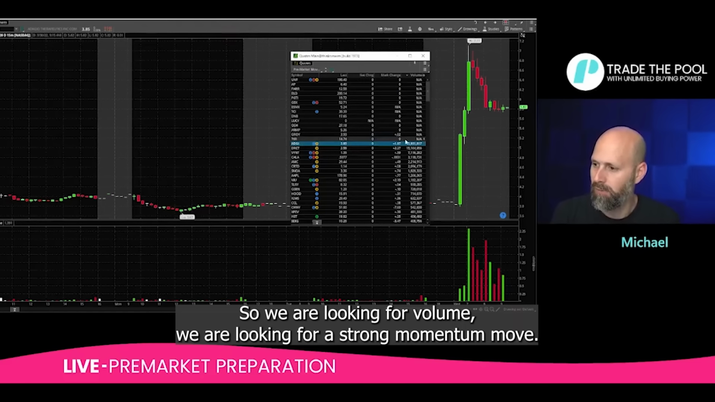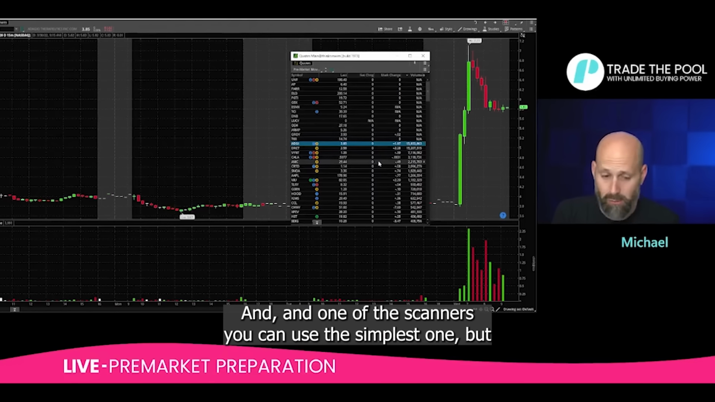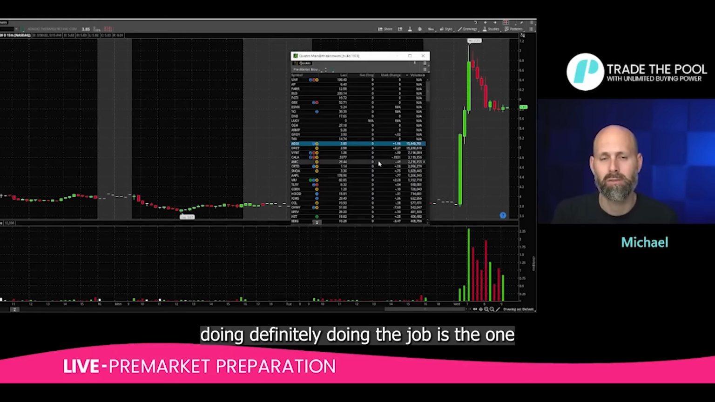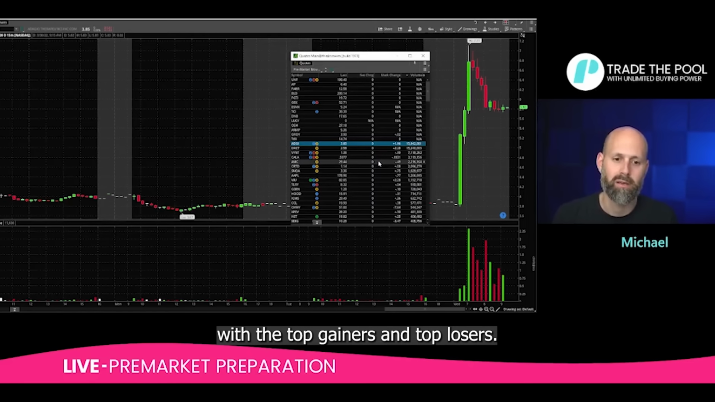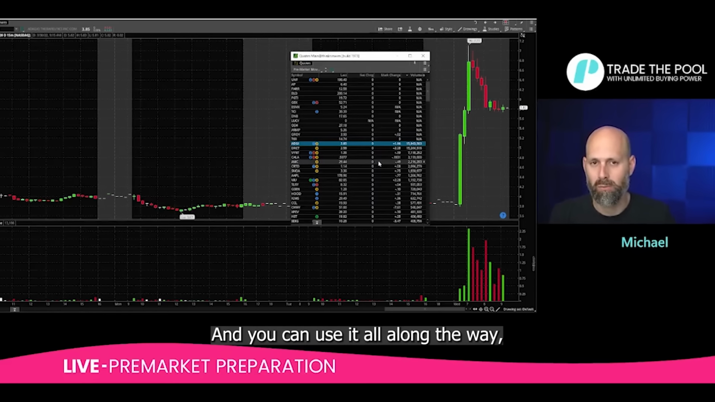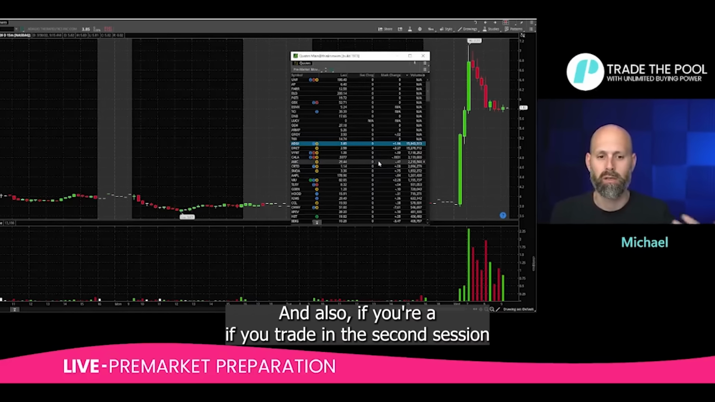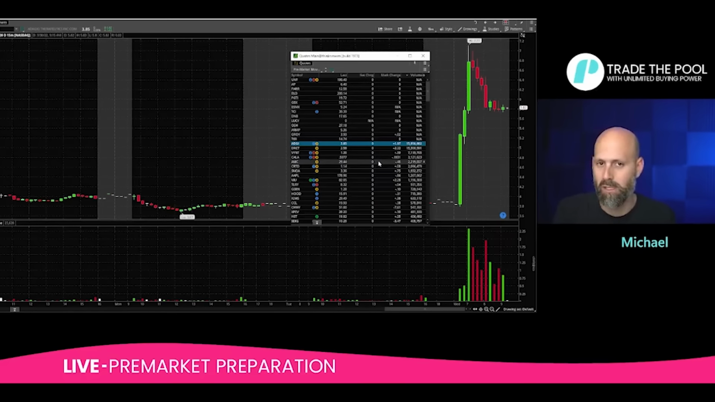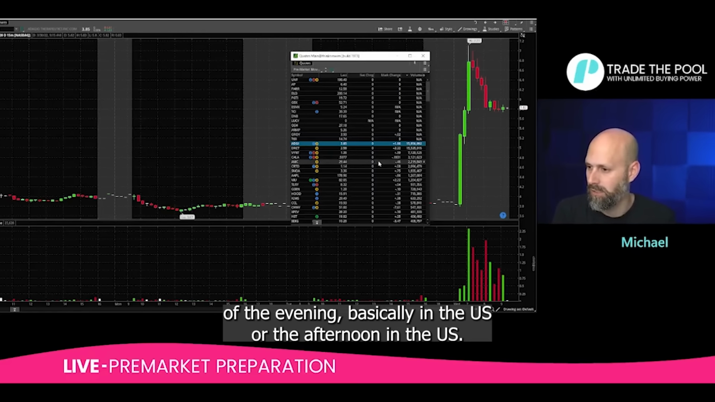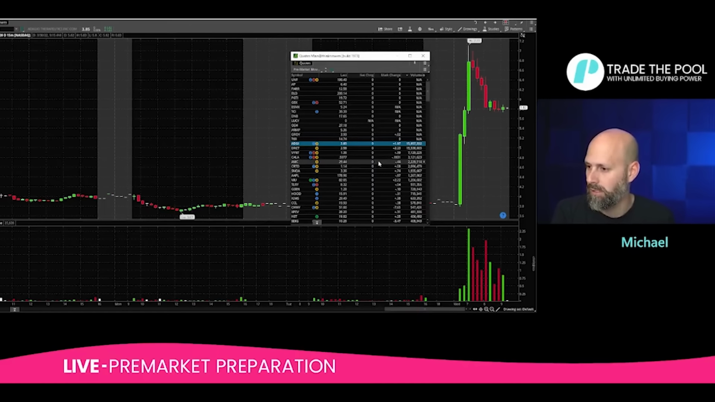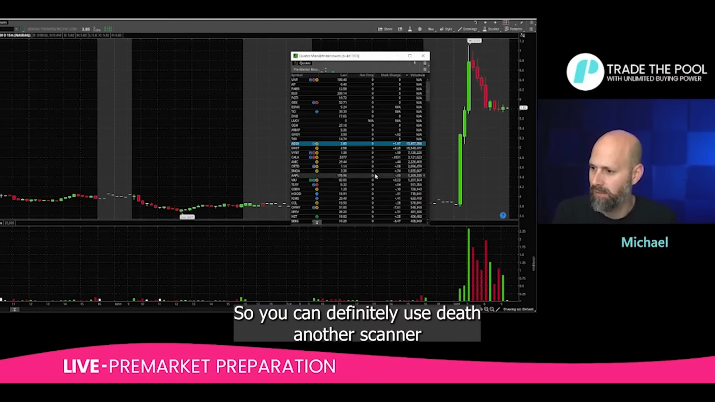So we are looking for volume, and we are looking for a strong momentum move. One of the scanners you can use, the simplest one but definitely doing the job, is the one with the top gainers and top losers, and you can use it all along the way, even for the beginning of the trading session, and also if you're trading the second session of the evening, basically the afternoon in the US. So you can definitely use that.